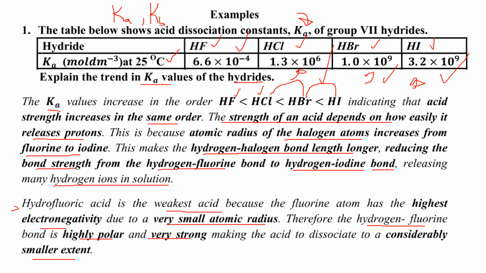And I told you the hydrogen to fluorine bond is called a hydrogen bond. And also a small atomic radius forms a shorter bond. Shorter bonds are highly polar and they are very strong. Hence it's very hard for protons to be released in solution for such an acid, which makes hydrofluoric acid the least strong acid with the lowest ionization constant.